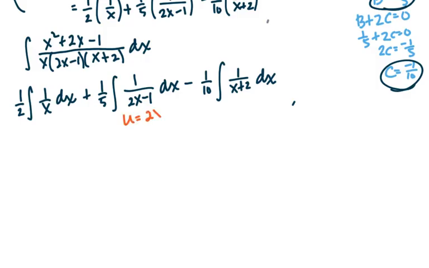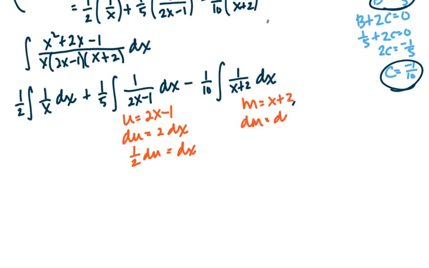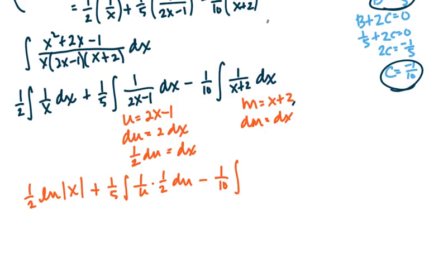Let's let u equal 2x minus 1. du is 2 dx, so dx is 1/2 du. And let's let m equal x plus 2. So dm is dx, and that's nice. So we have 1/2 times the integration of 1 over x, which is natural log absolute value of x, plus 1/5 times the integration of 1 over u times 1/2 du, minus 1/10 times the integration of 1 over m dm.